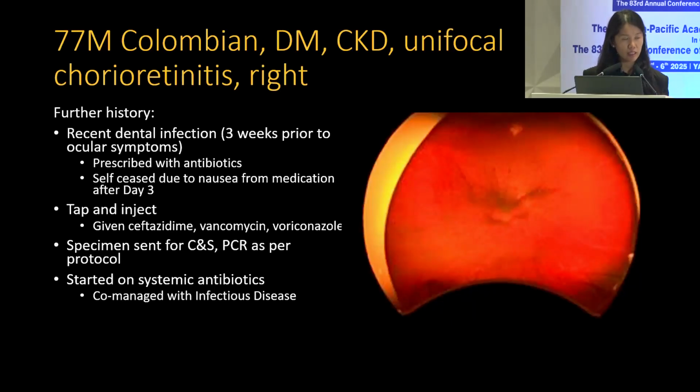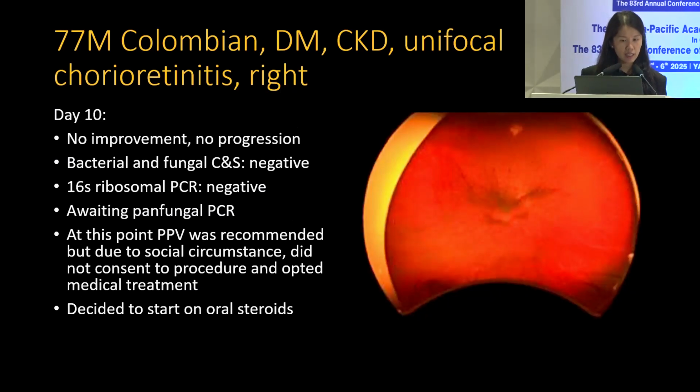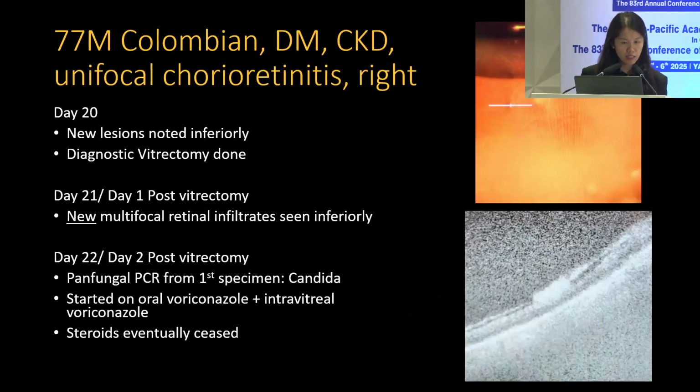He was given medications coordinated with infectious disease, and specimens were sent for investigation. Day 10, their investigations were negative. There was no improvement. Vitrectomy was offered, but he still refused at this time. At this point, he was started on oral steroids in the hopes of controlling the inflammation. Day 20, there were new lesions, vitrectomy was done.